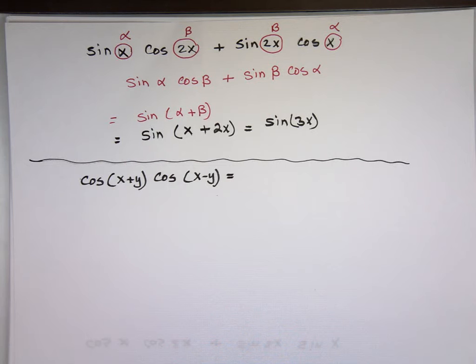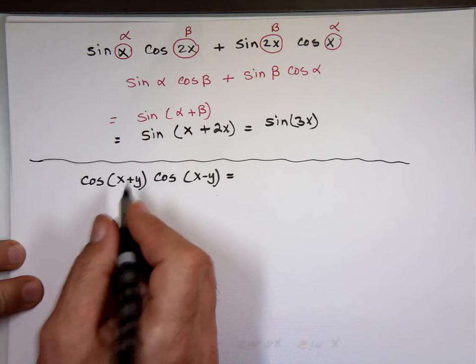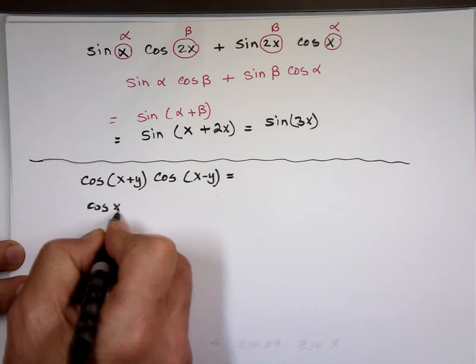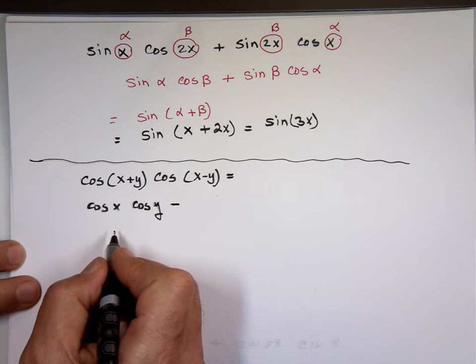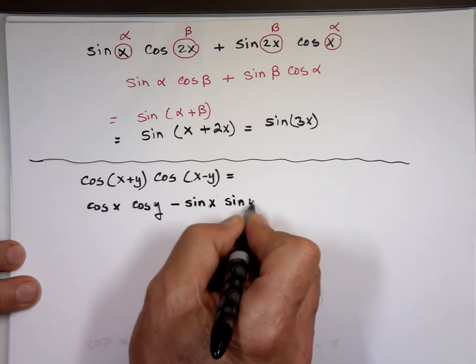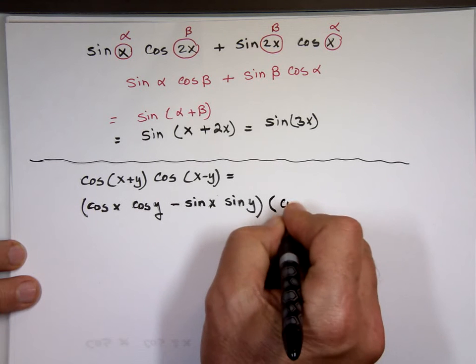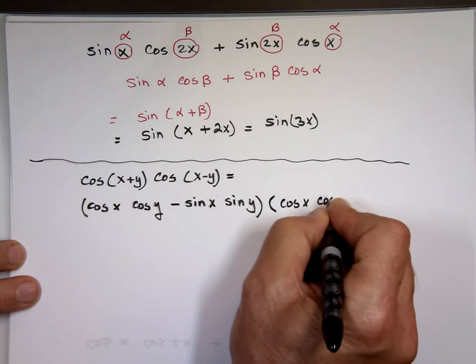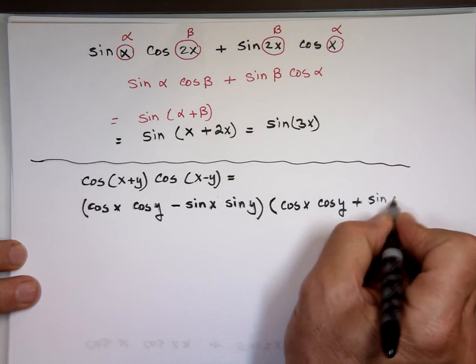Let's see, what's cosine x plus y? That's cosine alpha plus beta, right? What is that on the board? Isn't that cosine x, cosine y, minus sine x, sine y? Times, what's cosine x minus y? Cosine x, cosine y, plus sine x, sine y.